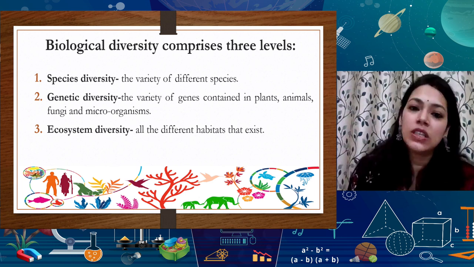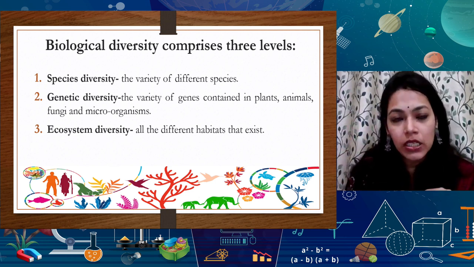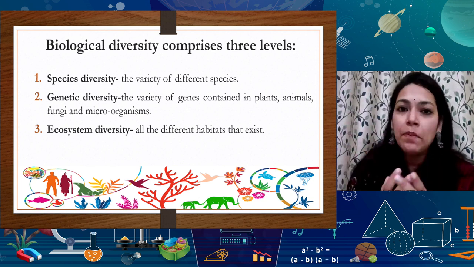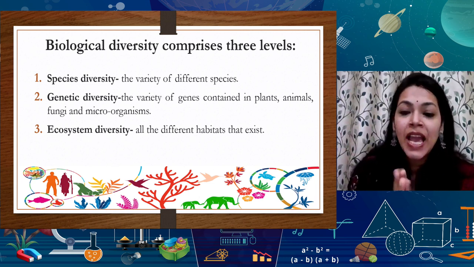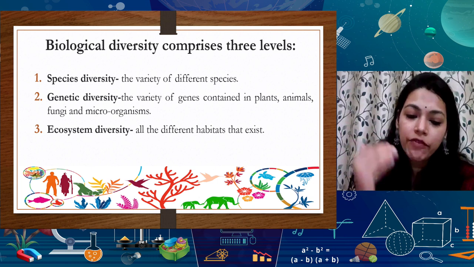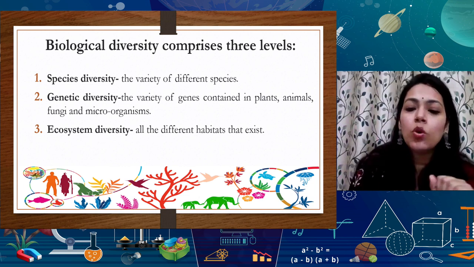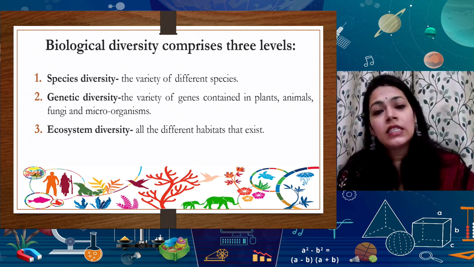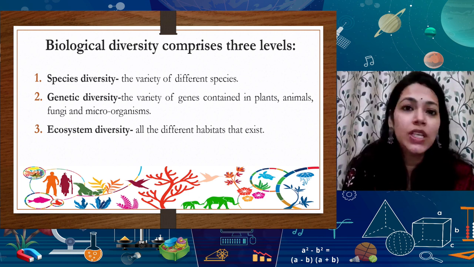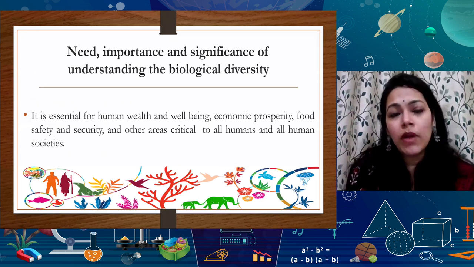And then there is ecosystem diversity. Different habitats are there. On Earth, we have different regions, like tropical regions and subtropical regions, with so much diversity in terms of temperature, humidity, and day and night schedule. And species have evolved in a particular geographical region as per the temperature and other requirements. So much diversity is there. It is very important for us to understand these things in an organized manner. I will not elaborate much because I have already talked about the need, importance and significance of understanding biological diversity.